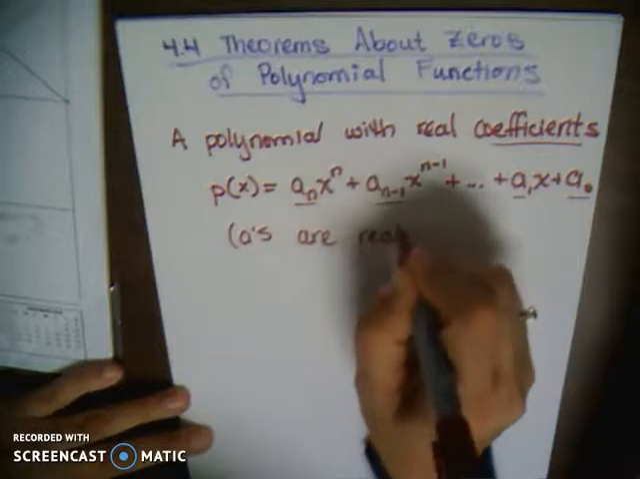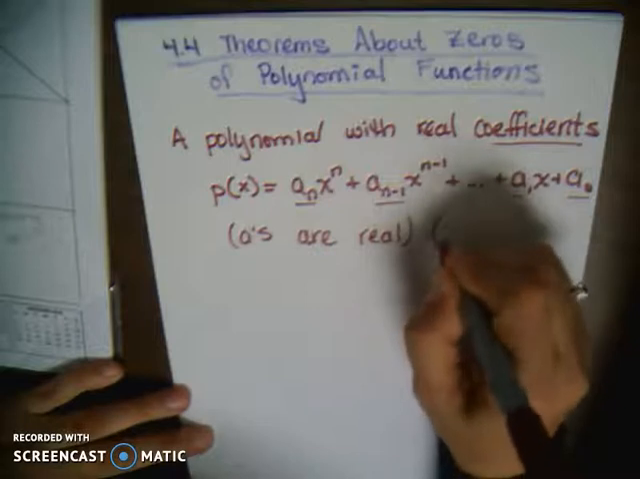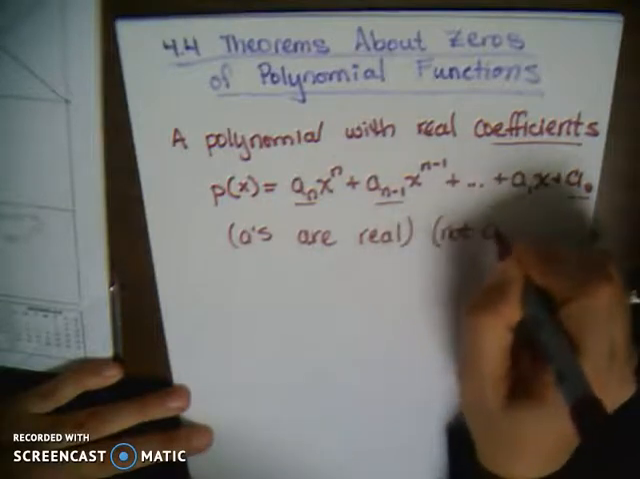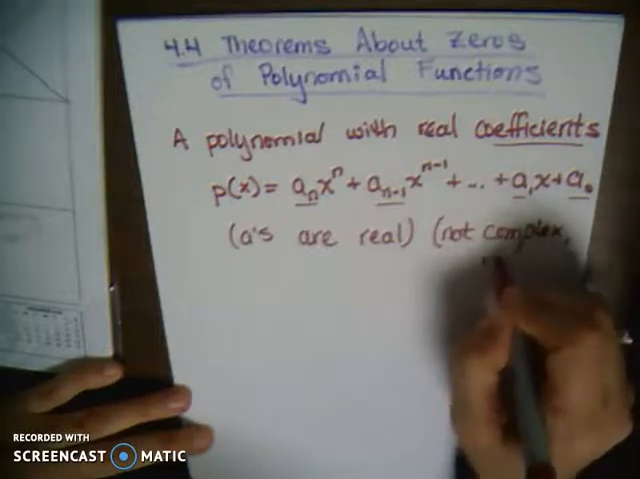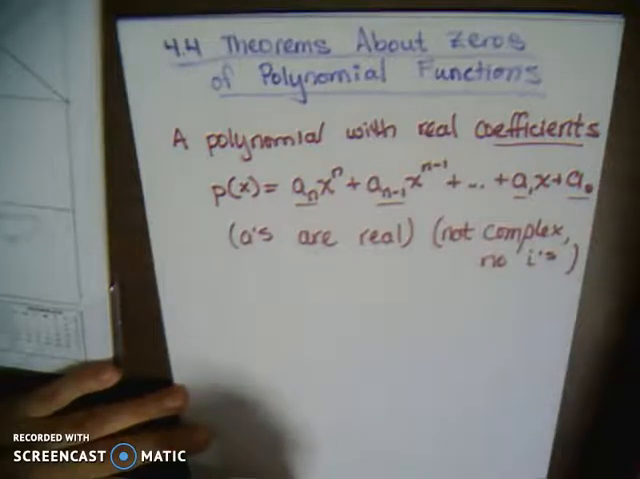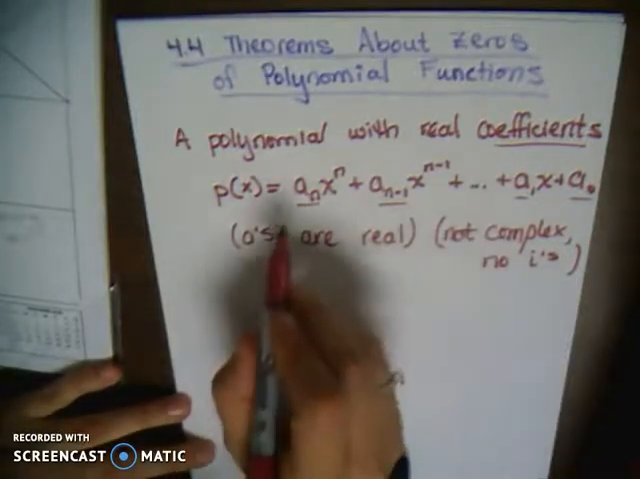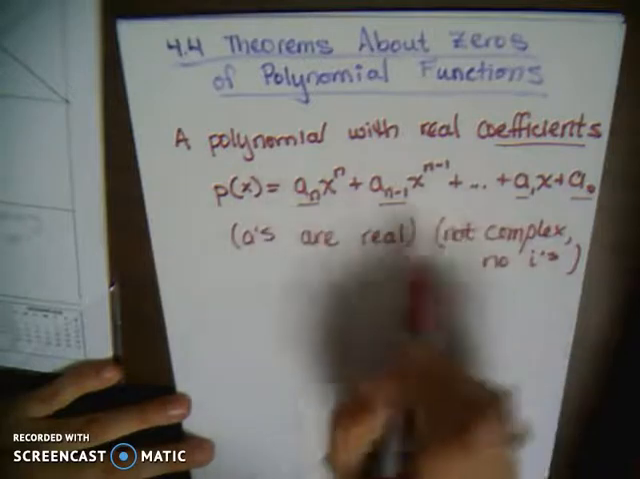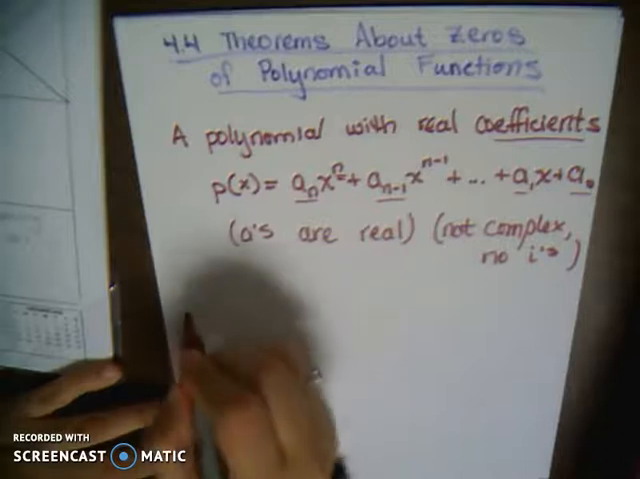And if they were not real, then they would be complex, which means they could have the letter i in them, which means square root of negative 1. So not complex, which means no i's. So if this is true, then we can factor this polynomial into n linear factors.